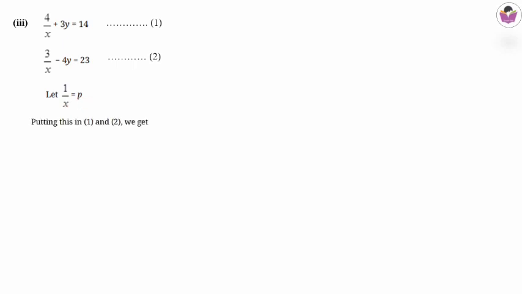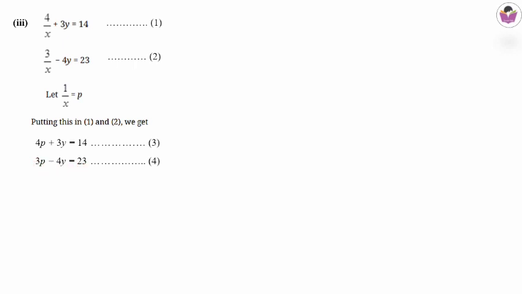Putting these values in equation number 1 and 2, just substitute it. That is 4 into p plus 3 into y is equal to 14. That is equation number 3 we have labeled. And next 3 into 1 by x. 1 by x becomes p according to our assumption. That is 3p minus 4y is equal to 23, which is equation number 4.